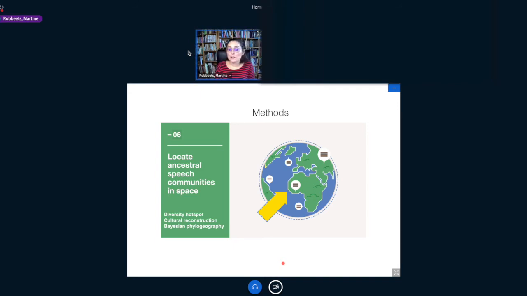Then we also have cultural reconstruction, by reconstructing certain cultural concepts, certain cultural items. We can delimit a certain area where this cultural item was present and exclude other neighboring areas. And then finally, the Bayesian algorithm also has a technique which is called Bayesian phylogeography that helps us determine the homelands for the nodes in our tree.